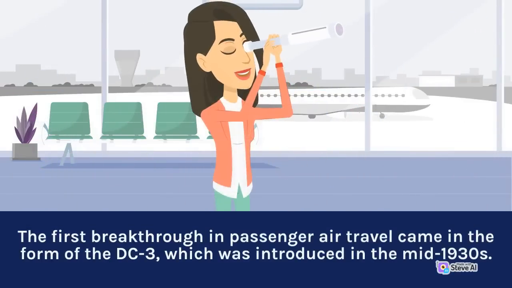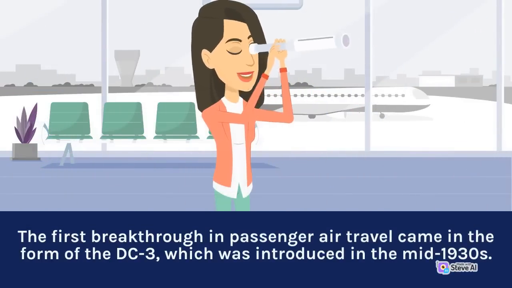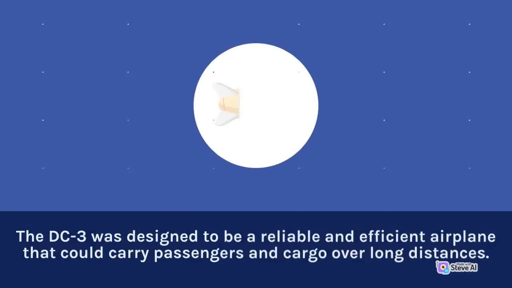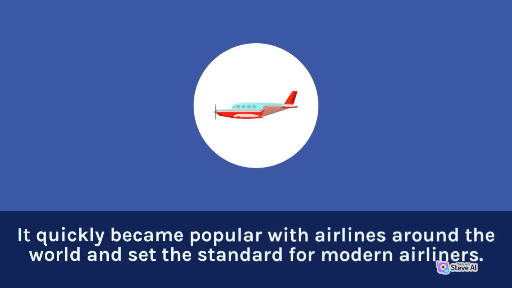The first breakthrough in passenger air travel came in the form of the DC-3, which was introduced in the mid-1930s. The DC-3 was designed to be a reliable and efficient airplane that could carry passengers and cargo over long distances. It quickly became popular with airlines around the world and set the standard for modern airliners.